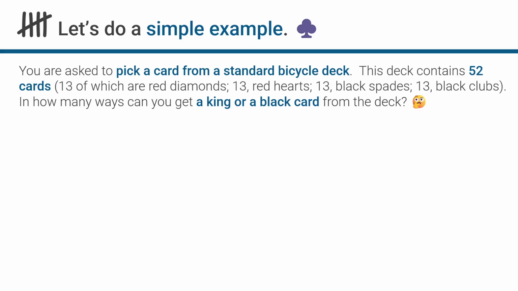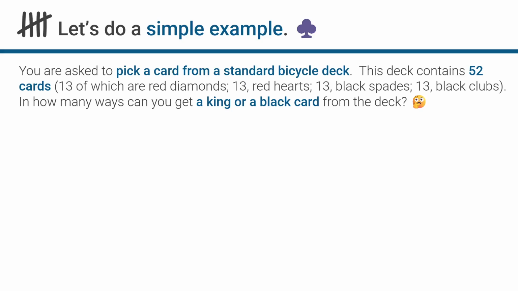So what are those cards? We have the 4 suits: diamonds, hearts, spades, and clubs, each of which is numbered from ace, 1, 2, 3, 4, 5, 6, 7, 8, 9, 10, and then the jack, the queen, and the king, or the royal faces. In how many ways can you get a king or a black card? Can you think about this one first?